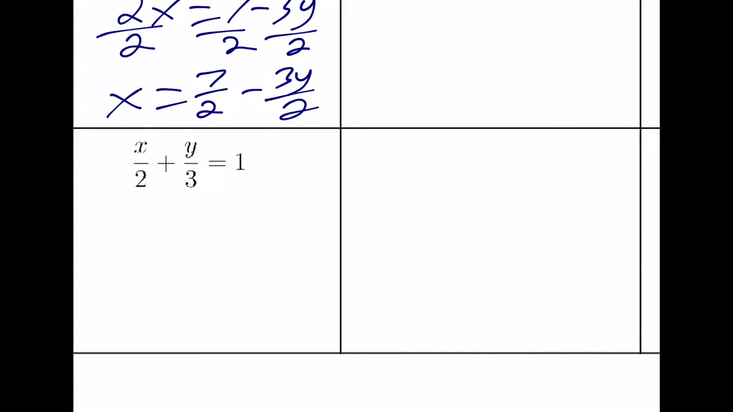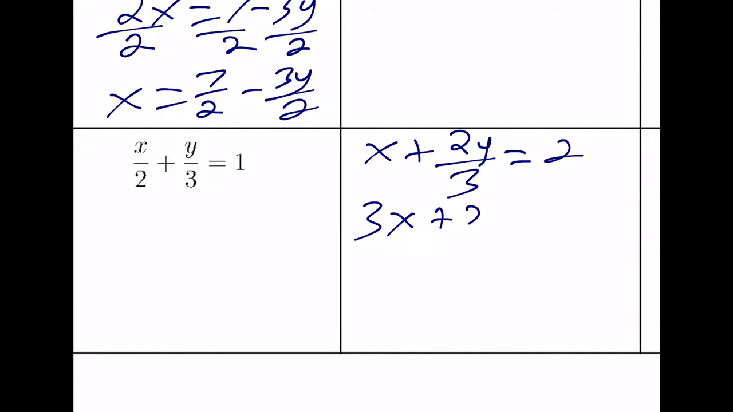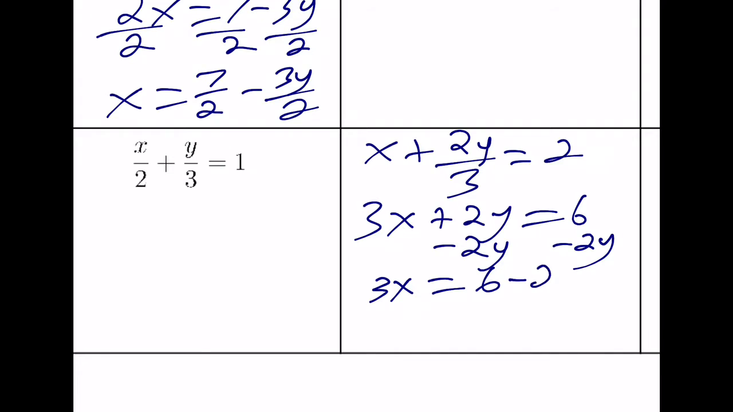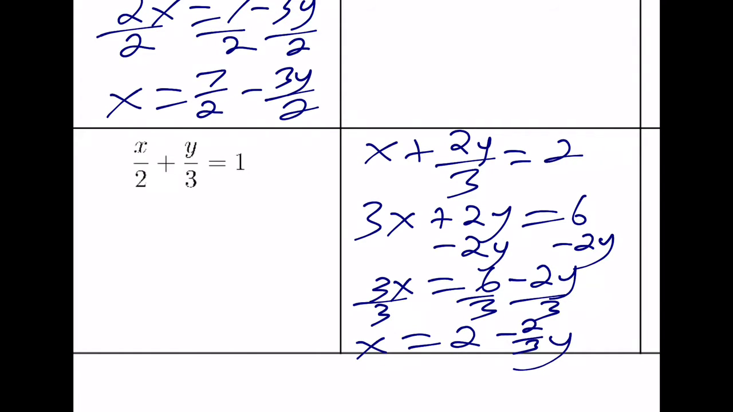The next one, if I want to cancel out the fractions, I could multiply everything by 2 first, which would give me x plus 2y over 3 is equal to 2. And then I can multiply everything by 3, which gives me 3x plus 2y is equal to 6. And if I want to solve this for x, I can subtract 2y from both sides. So I have 3x is equal to 6 minus 2y. And that'll divide everything by 3. X is equal to 2 minus 2/3 y.